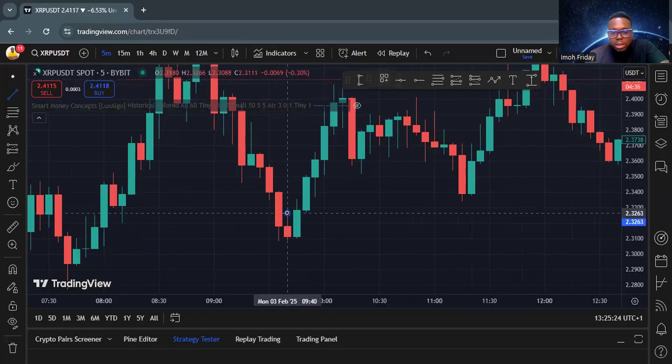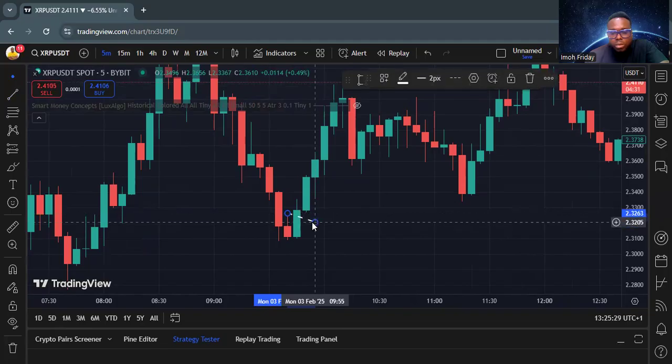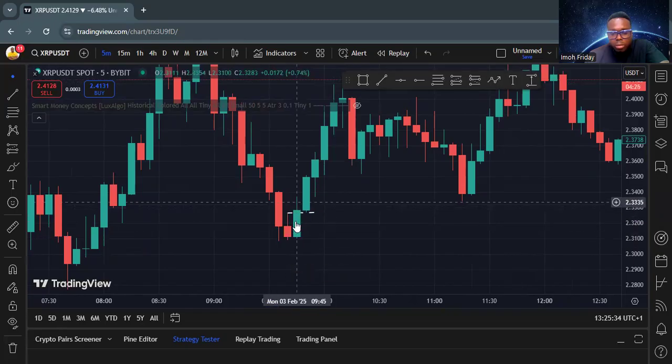It broke it here. You can see it went above it, and it didn't just go above it, the move above was impulsive. You can see this went up impulsively. This is a long candle, and it kept going up.